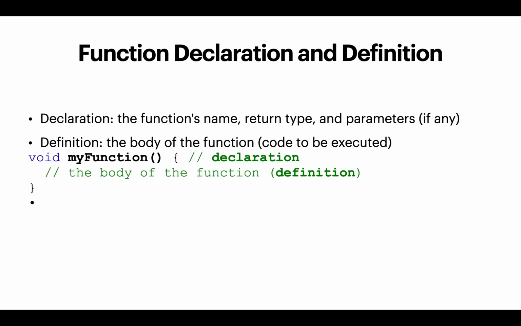Okay, so function declaration and definition. We want to see again this topic. The declaration consists of the function name, the return type, and the parameters, if any. And the definition is the body of the function, the code that is going to be executed. So the definition fully defines a function. With the definition, you can put it at the top of the code and you don't need to declare it, but it's a good practice to first declare it at the top and define it at the bottom.